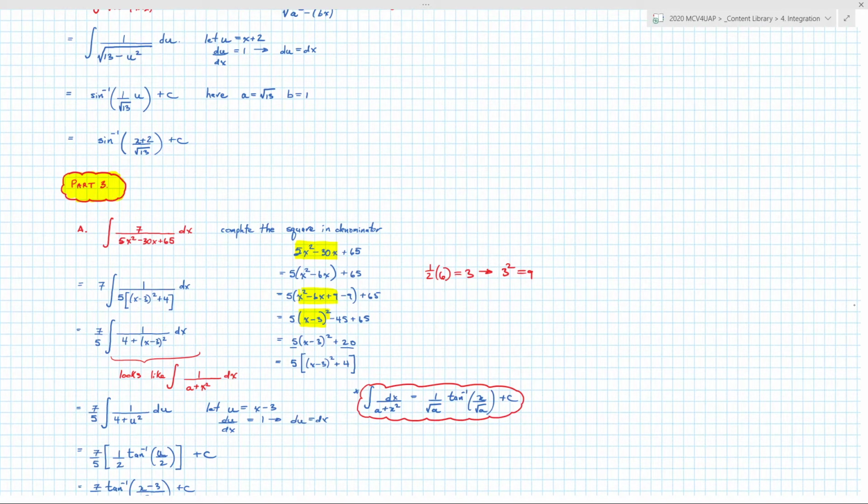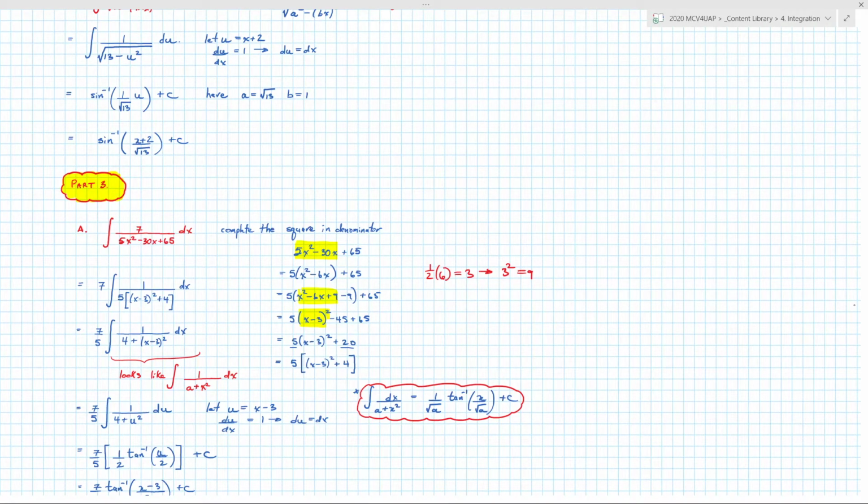Now, if possible, this is not always possible, but in this case, we can factor a 5 out of both of those terms and write the denominator as 5 times, open bracket, x minus 3 squared plus 4. So I'm going to write that in the denominator now. So in the second step there, back on the left, I've taken the 7 outside, and I've replaced the denominator with my completed square form of the denominator.